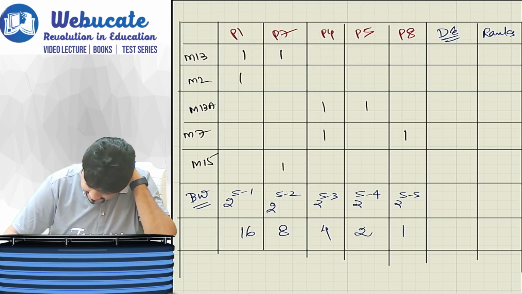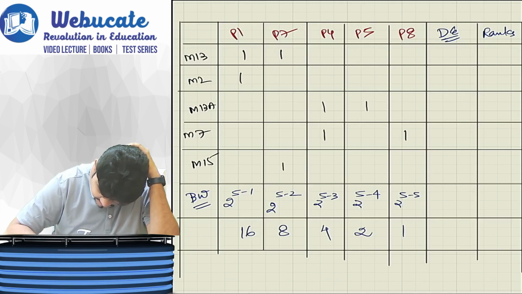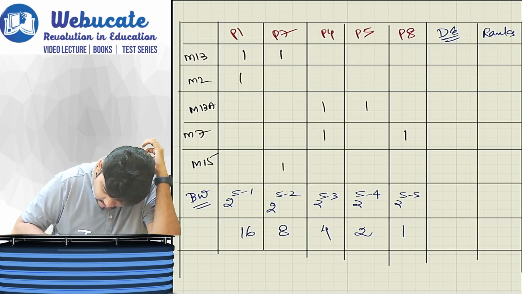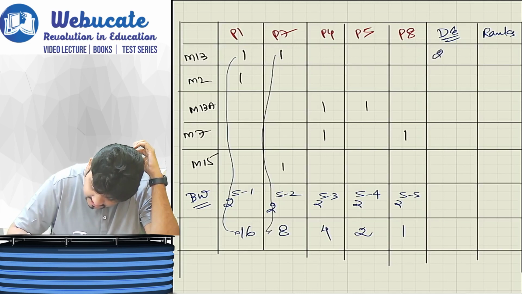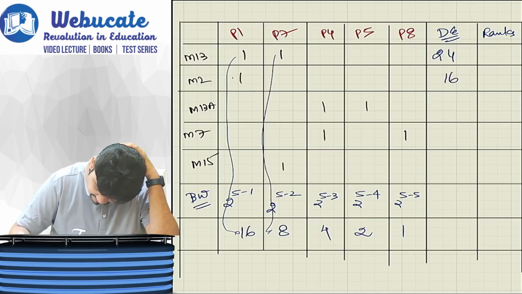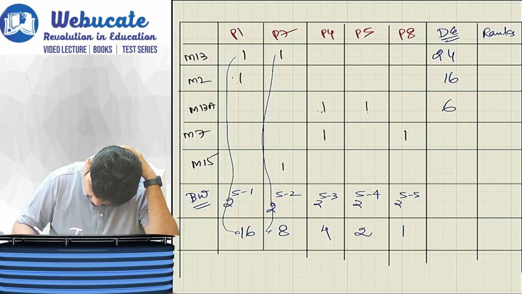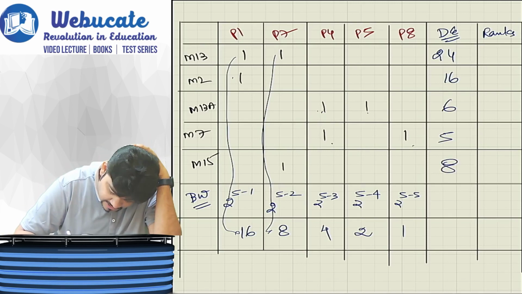Right? And then we do the ranks. No, so then we do the DEI. So first is this M13 row. So we have 16 and we have 8. This is 24. Then we have 16. Then we have 4 plus 2, 6. Then we have 4 plus 1, 5. And then we have 8. And we will do the rankings.